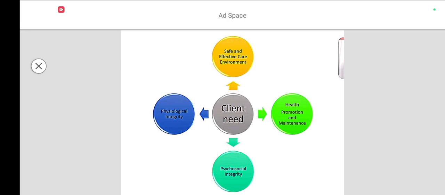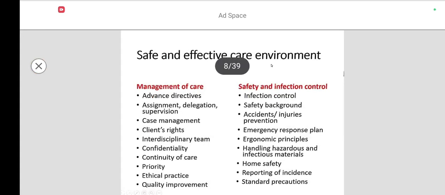Then client needs: safe and effective care environment, health promotion and maintenance, psychological integrity, and physiological integrity. That all comes under the NCLEX chapters, NCLEX theory, and NCLEX examination. First, safe and effective care environment. What comes under a safe and effective care environment?